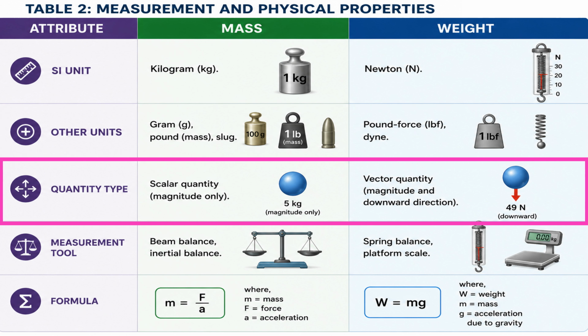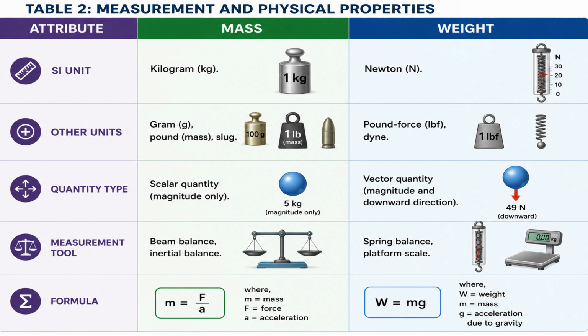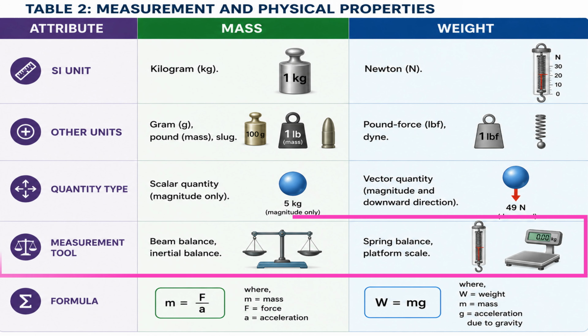Quantity type. Mass is a scalar quantity, so it has magnitude only. Weight is a vector quantity, so it has both magnitude and a downward direction. Measurement tool. Mass is measured using a beam balance or an inertial balance. Weight is measured using a spring balance or a platform scale.